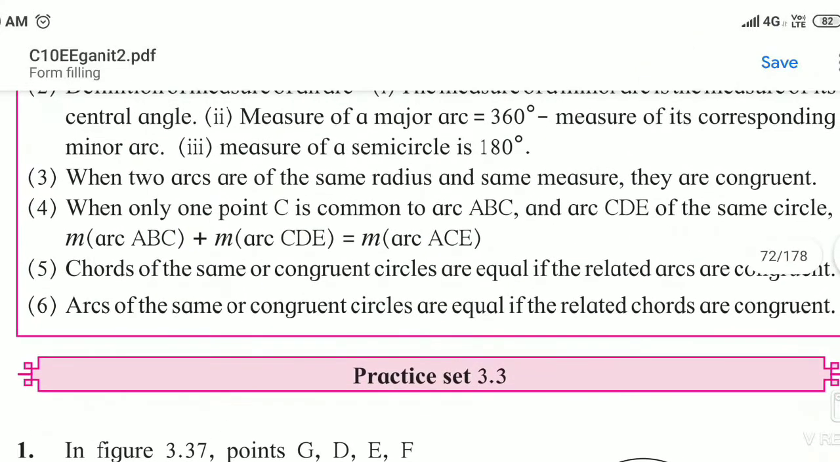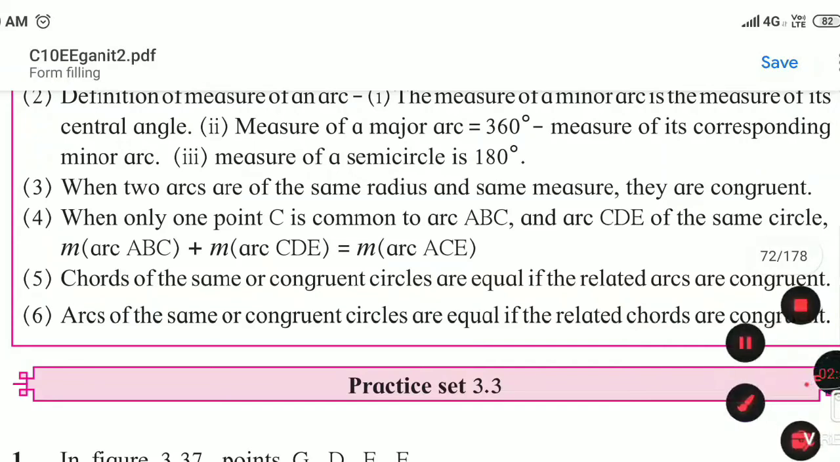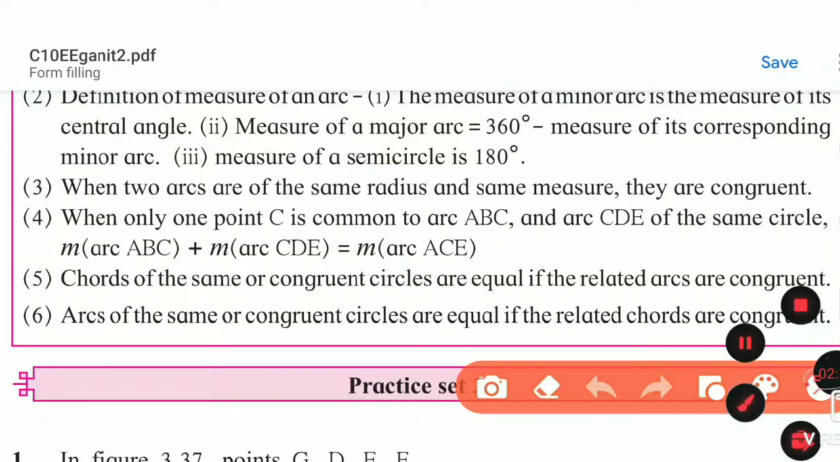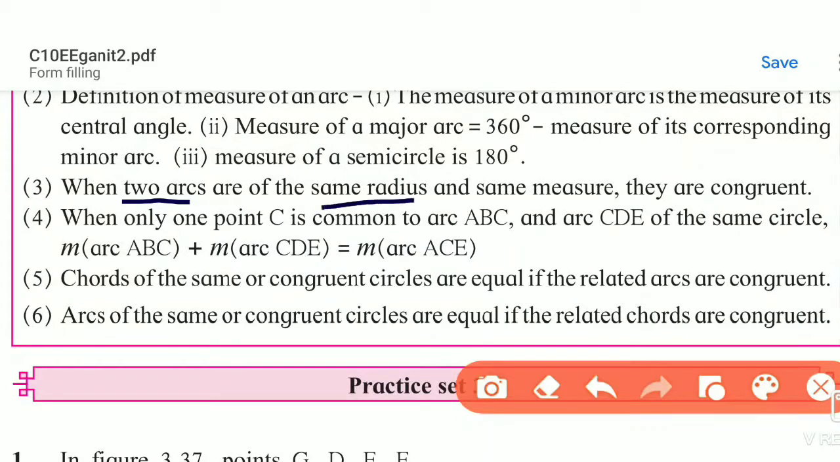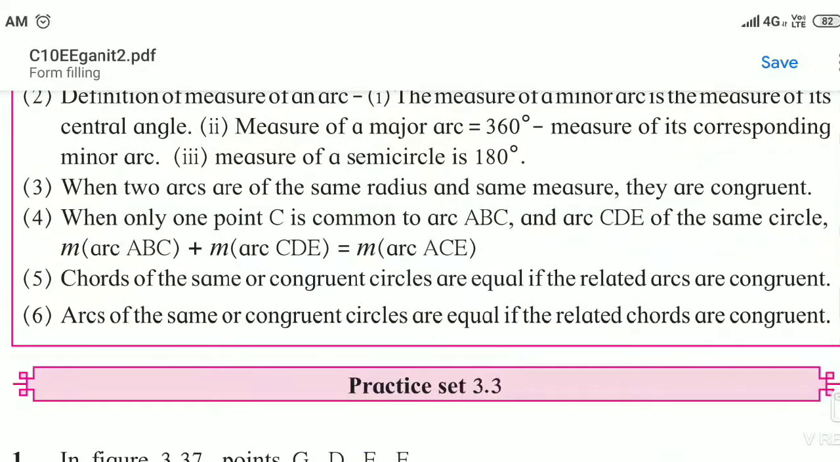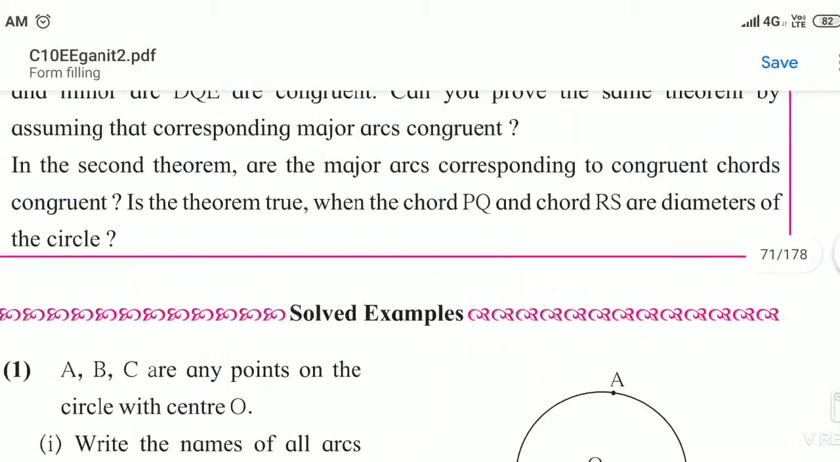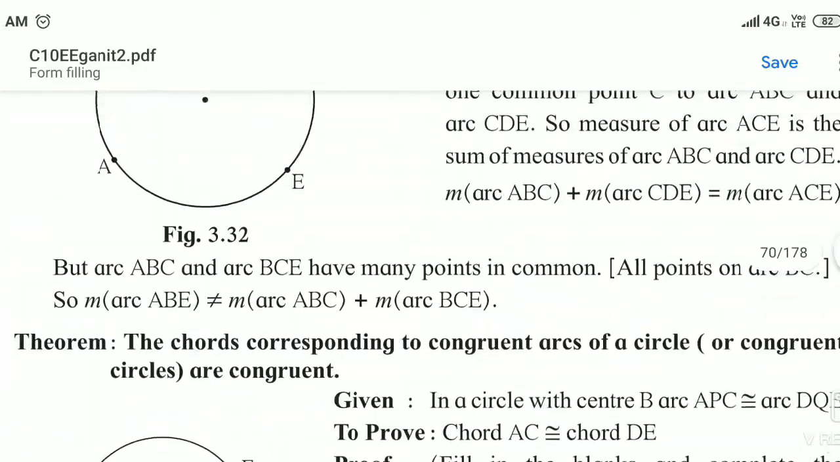Now, when two arcs have the same radius and the same measure, then they are congruent. That is very important. That we studied: when two arcs have the same radius and the same measure, then they are congruent. If the radius is different, then they are not congruent to each other. That we saw here in this figure.